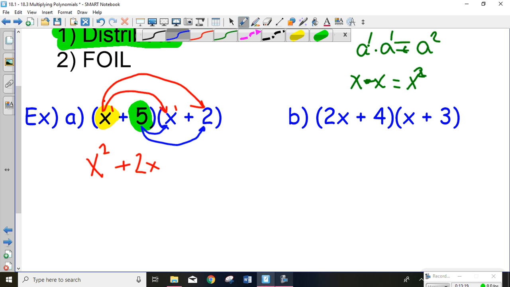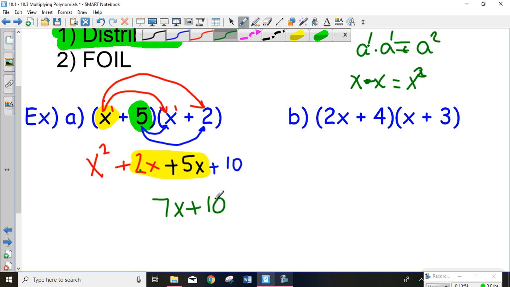Now I'm taking the 5 times both of those. So 5 times x is 5x, and 5 times 2 is 10. You'll notice what's different from the last slide is that here we would ask ourselves, is there anything there that I'm allowed to combine together? And there happens to be. In this case, I have a 5x and I have a 2x. And so I am allowed to combine those together to give me 7x. 5 plus 2 is 7, and I just keep the x the same.